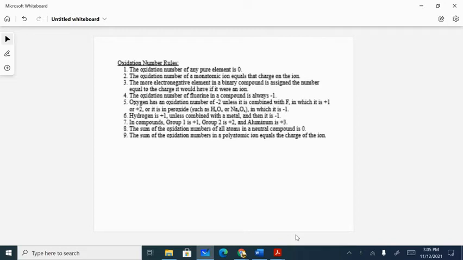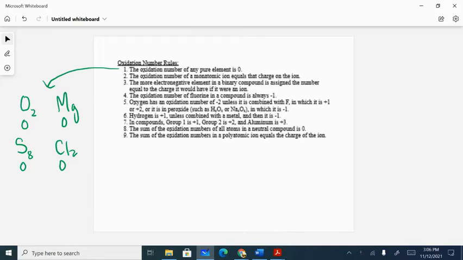So now let's see if we can put this into practice. Here's our rules. Oxidation number of any pure element is 0. So let's just show some examples. O2, oxidation number is 0. S8, oxidation number is 0. Mg, oxidation number is 0. Cl2, oxidation number is 0.